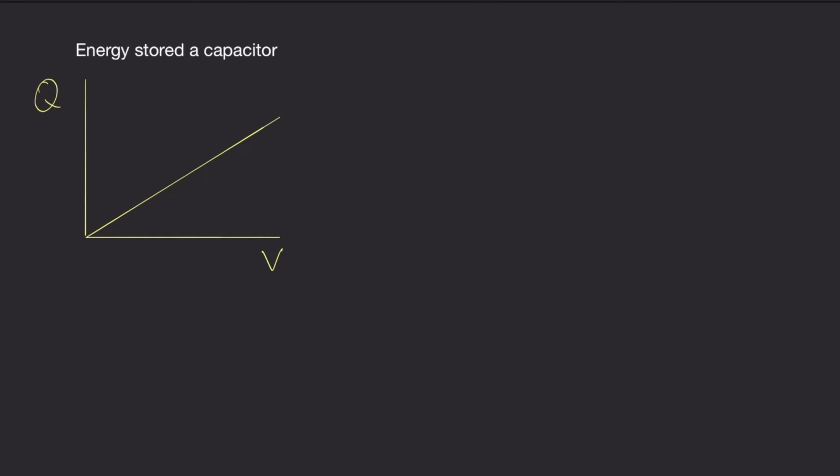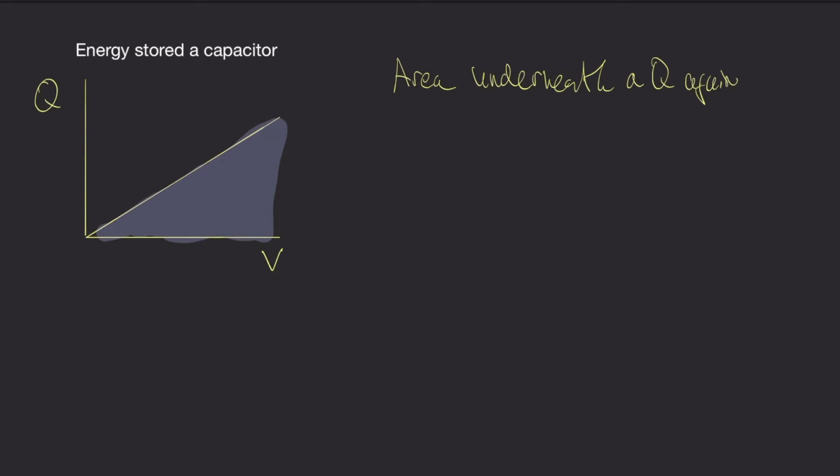Next, let's have a look at the energy stored by a capacitor. First, we need to look at the interpretation of the area underneath a graph of charge against potential difference. So this area over here is actually the energy stored by the capacitor. And it's worth noting down that the area underneath a charge against voltage graph is the energy.